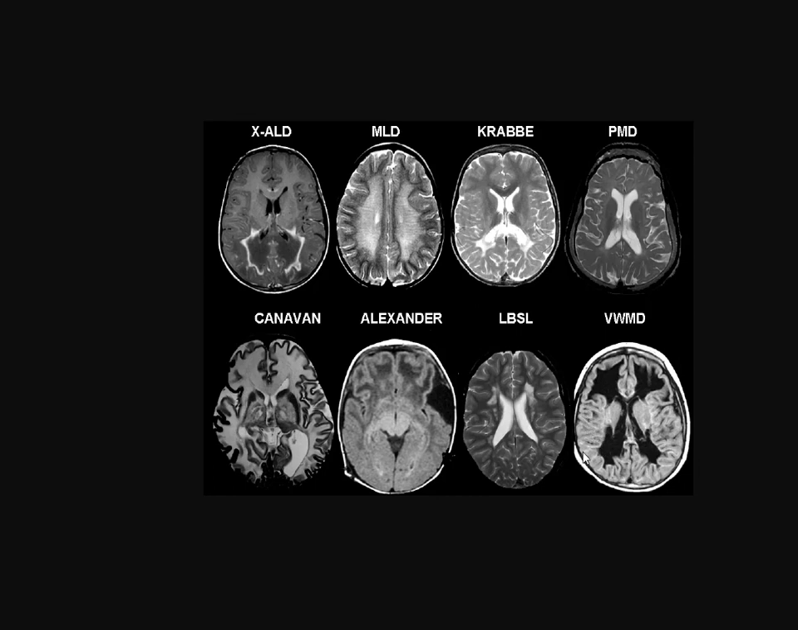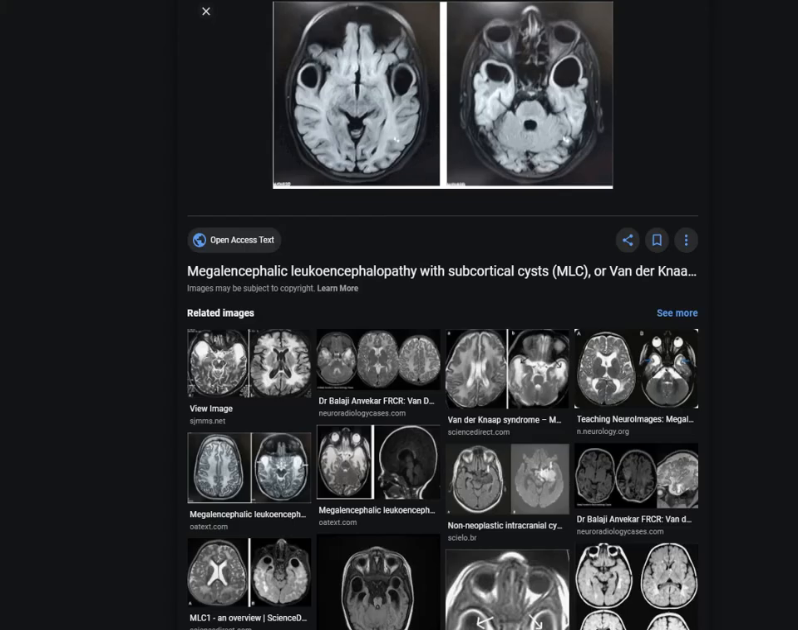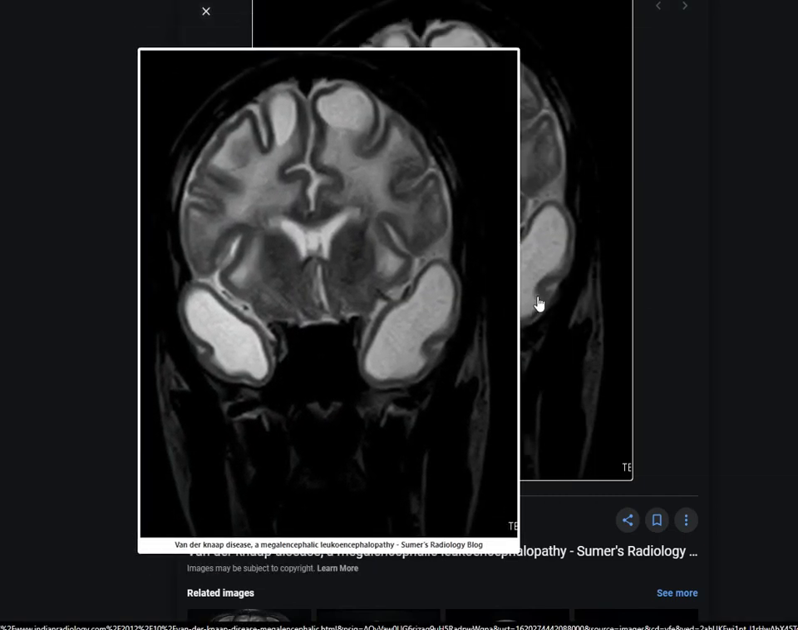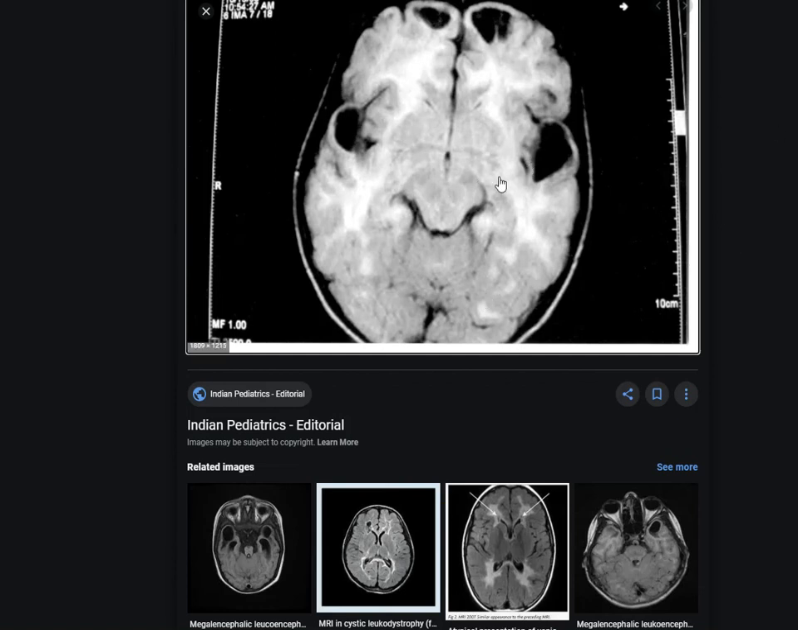And lastly, we have the megalencephalic leukoencephalopathy, which is also known as Van der Knaap disease. Now, I just did a quick Google search, and you have these small cysts, which you can see in the bilateral temporal lobes, over here in the high frontal lobe and the temporal lobes. You have cystic formations. So early on, you can differentiate this from other types of diseases, because early in the disease you have cystic lesions, and these cystic lesions cause ballooning of the gyri, and due to this there is swelling of the brain and there is macrocephaly in the child.